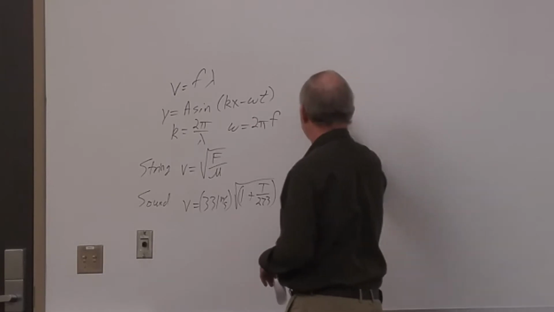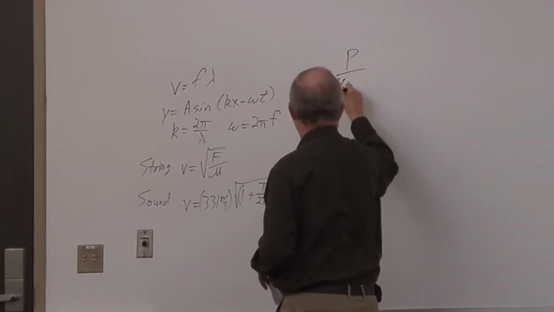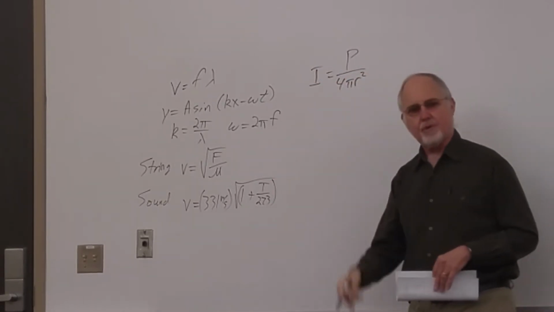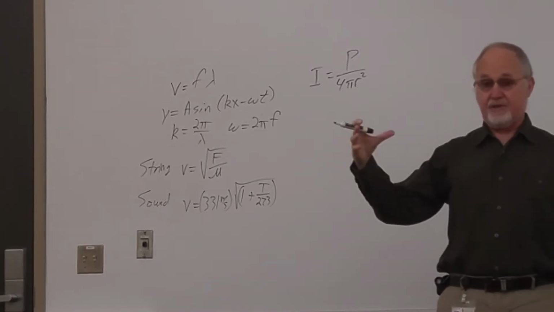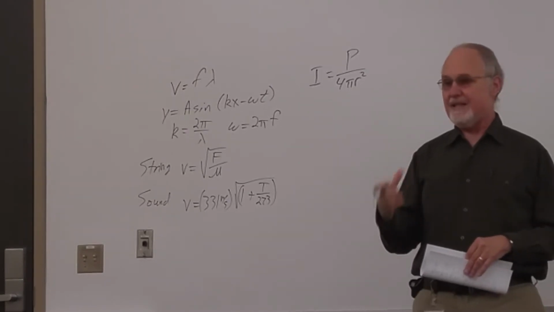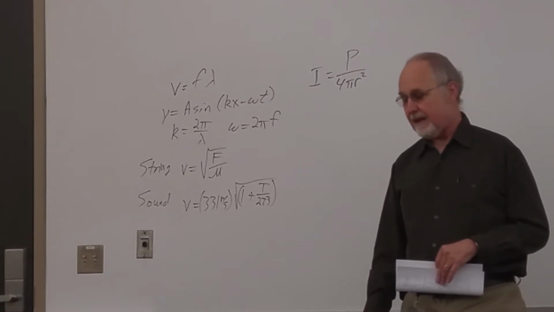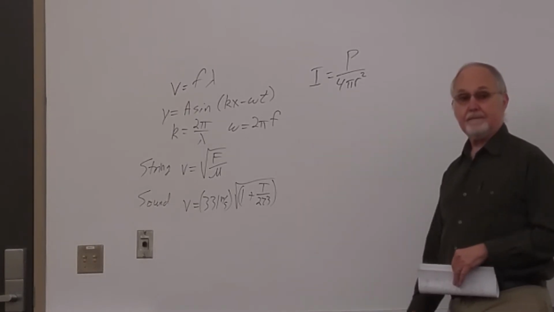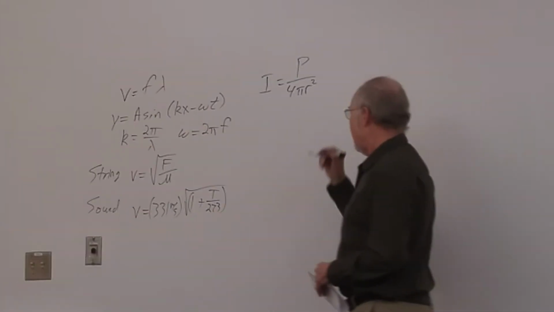Sorry. The intensity is power over 4 pi r squared, where r is the distance from the source. That's assuming it's a point source and these waves are traveling out spherically. So how intense is it? Watts per square meter. It drops off as 1 over r squared. The further away you get, the less intense the sound becomes.